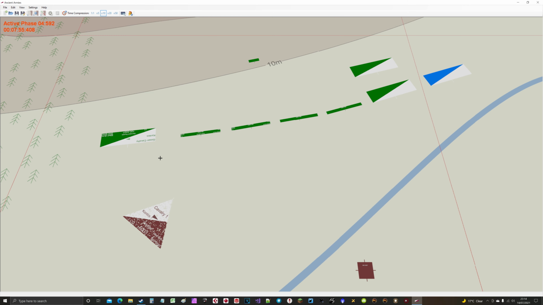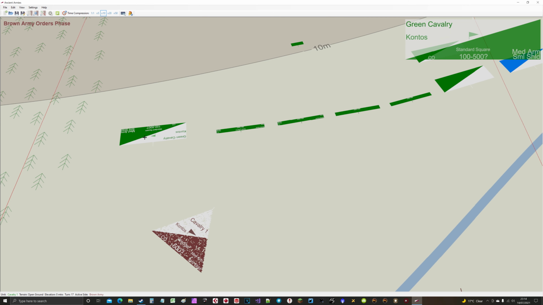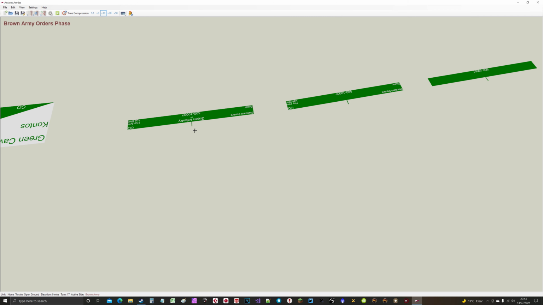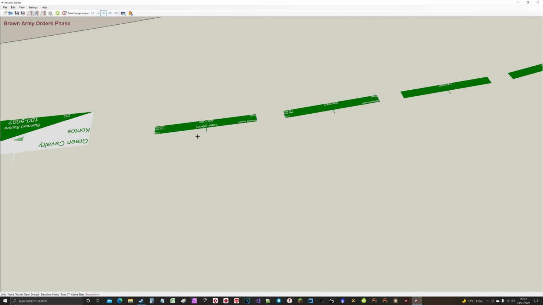See the flag? The flag's now come out. So we've now identified there's a command element in that cavalry unit, which might alter our plans in terms of where we're going to attack, and it's the same for this infantry unit here. There's a command element in there as well. Now we're only seeing generic names.